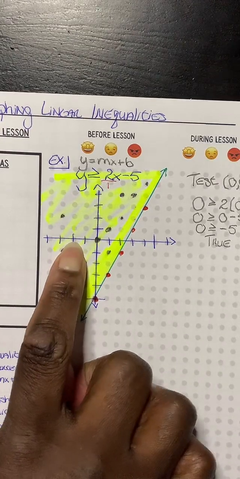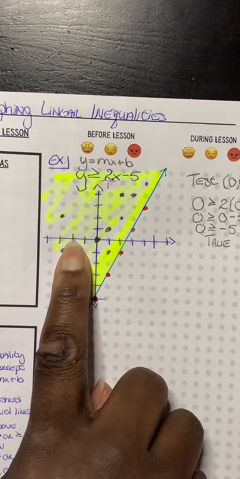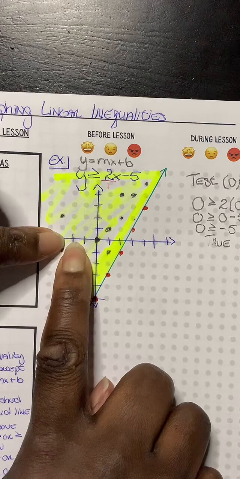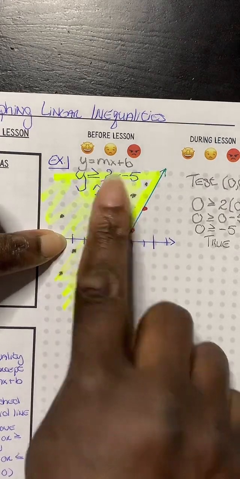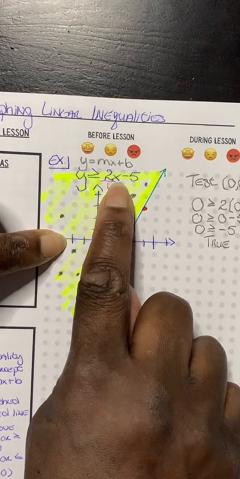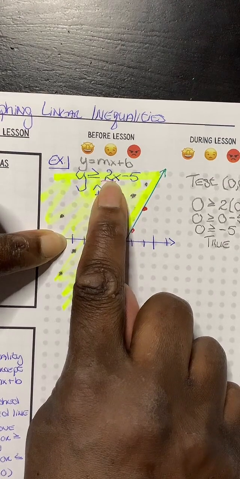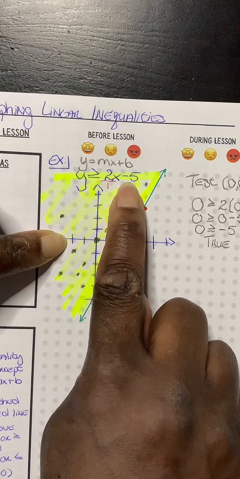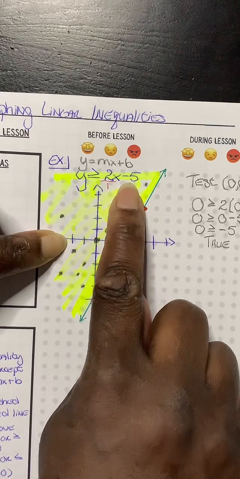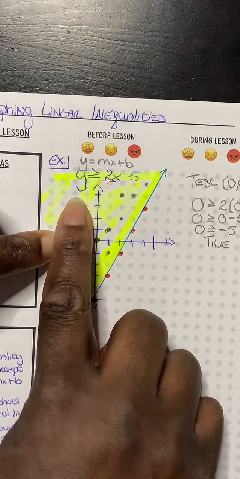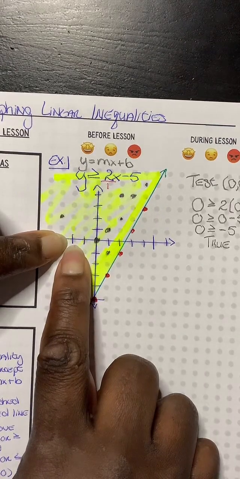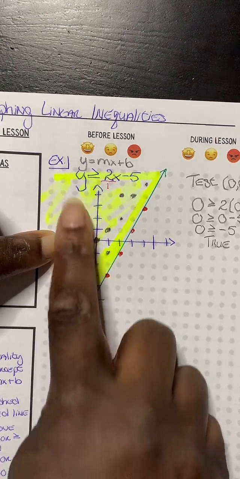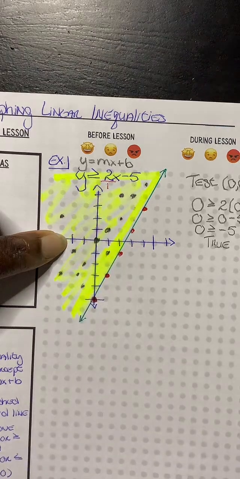Let's say -3, 0, which is right smack here where my finger is. So my x value is -3. So 2 times -3 gives me -6. -6 minus 5 is -11. So I have 0, because that's the y value here. 0 is greater than -11. Is that a true statement? You bet your Aunt Susie it is.